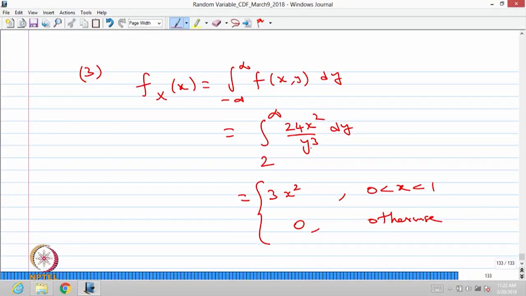This is a very easy problem in which the interval of x does not involve y. Sometimes you may have a complication where the interval of x is a function of y, or the interval of y is a function of x. So you have to use the calculus of several variables and the integration concepts correctly to get the marginal distribution of x.